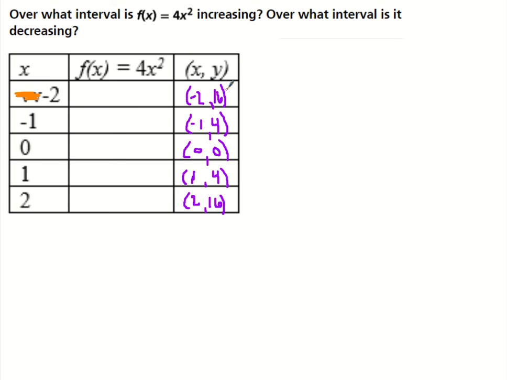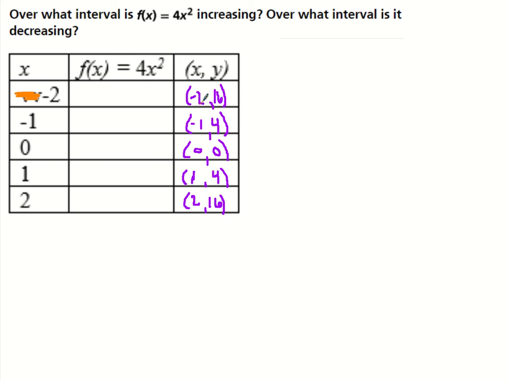So those are the points you should have gotten. You should have got -2, 16, -1, 4, 0, 0, 1, 4, and 2, 16. Now, one thing I want to talk about now is which interval are we increasing and which interval are we decreasing. The way we know something's increasing or decreasing is we're really looking at the slopes. When we look at slope, the slope is the change in y over the change in x. So that's how we look at when we are increasing and decreasing.